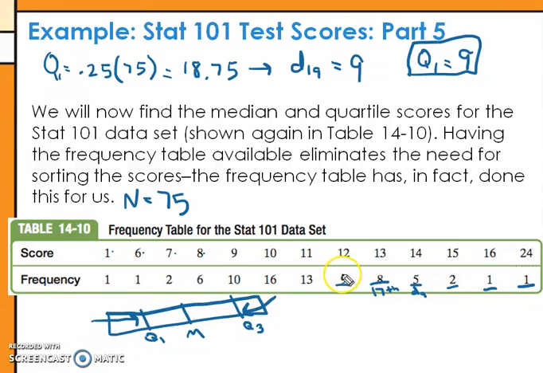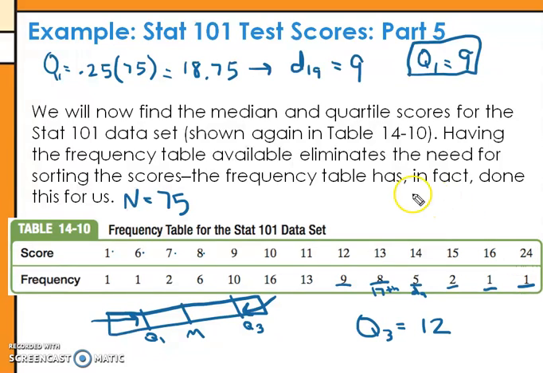I'll fall in here, right? It won't be the whole thing. The 17th all the way up to here goes through the 9s. So it looks like 12 would be Q3. And if you have trouble counting them like that, you can totally write out all the scores if you want to, or just as many as you need to, like we did on the first one. So I can say this one is a 12.